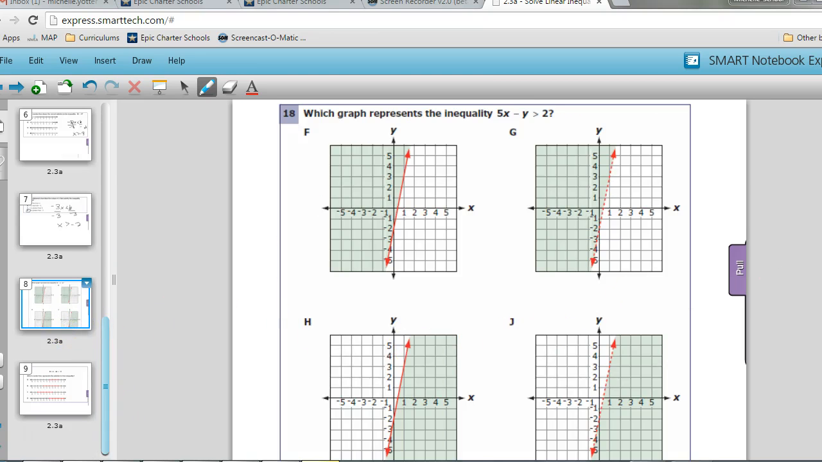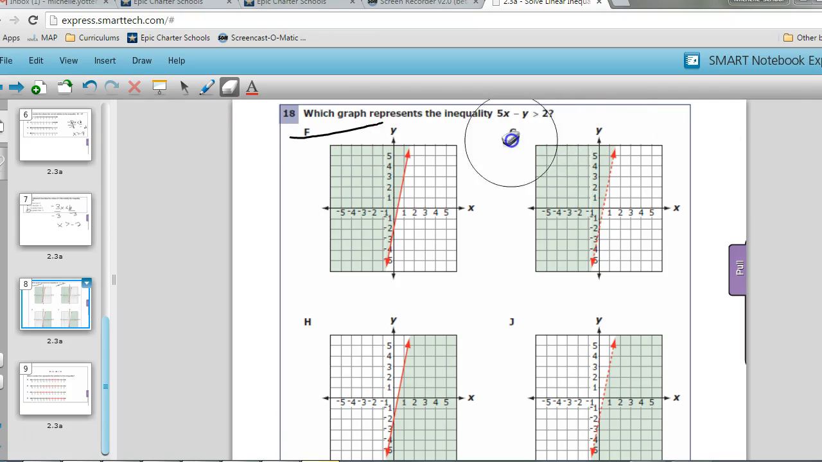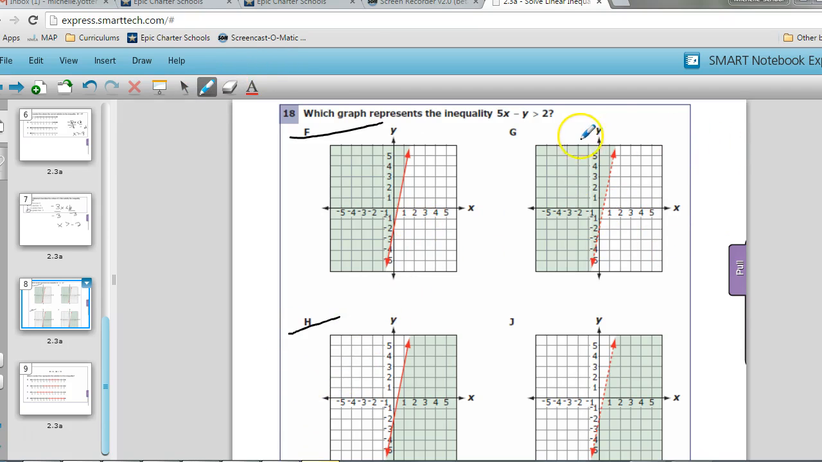Okay, which graph represents the inequality 5x minus y is greater than 2? Okay, here we can get rid of two graphs because it's a greater than, so it's not a solid line, so it has to be this one. Oops, I erased one. Got rid of one of the wrong ones. Okay, so it can't be F or H. Okay, so we have G or J.